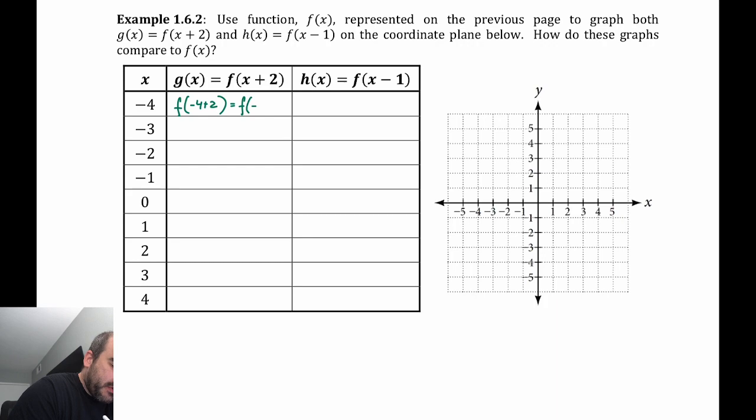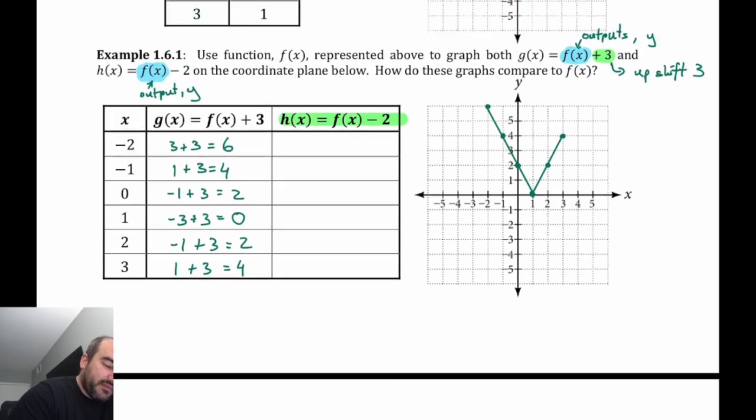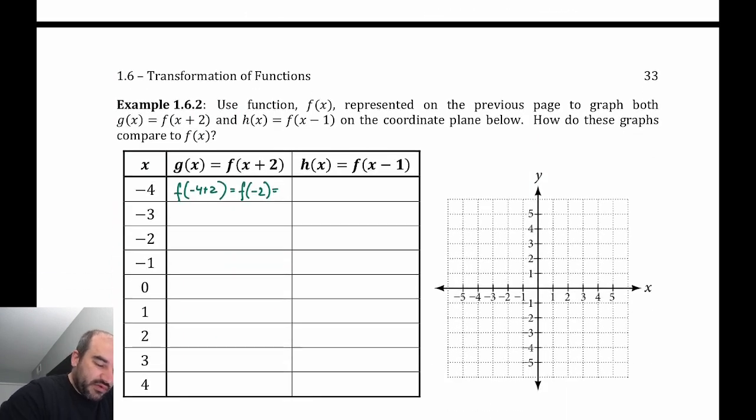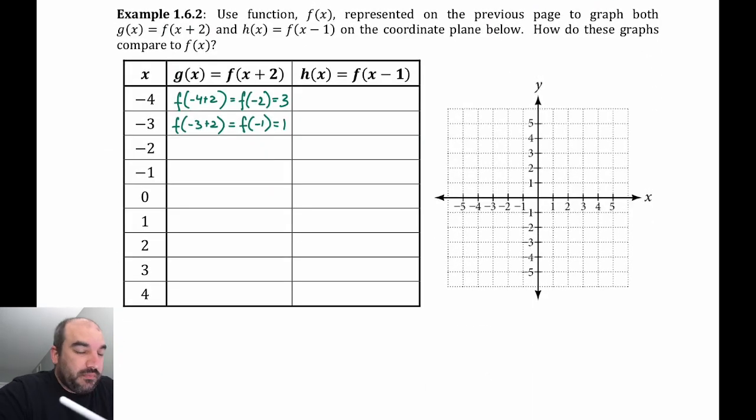That's f of negative 2, which we can look at the table to figure out what f of negative 2 is, and that is 3. Right? So we pull f of negative 2 from the table. This is 3. And so we continue. F of negative 3 plus 2 is going to be f of negative 1, which from the table is 1.